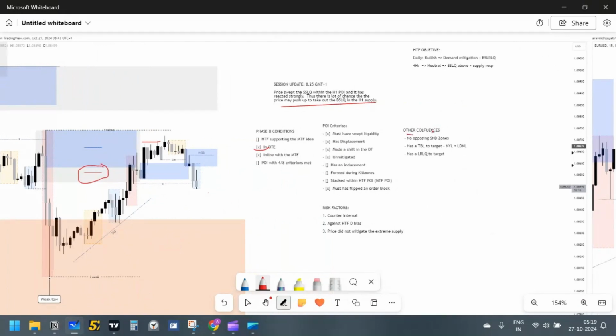So what are the other confluences? There are no opposing supply and demand zones because this demand has failed now. Has a time-based liquidity to target. Yeah, New York low, London low, Asian low, and previous day's low, previous week's low. Everything is there.